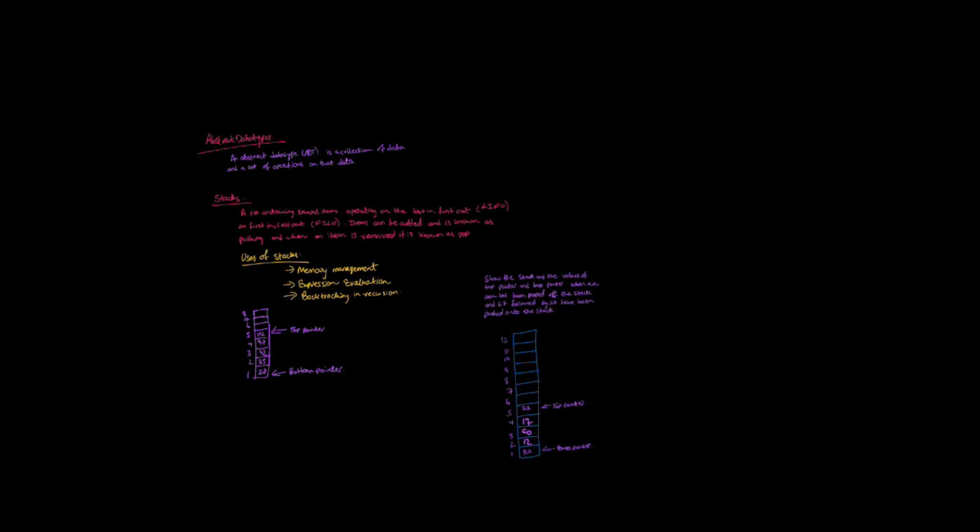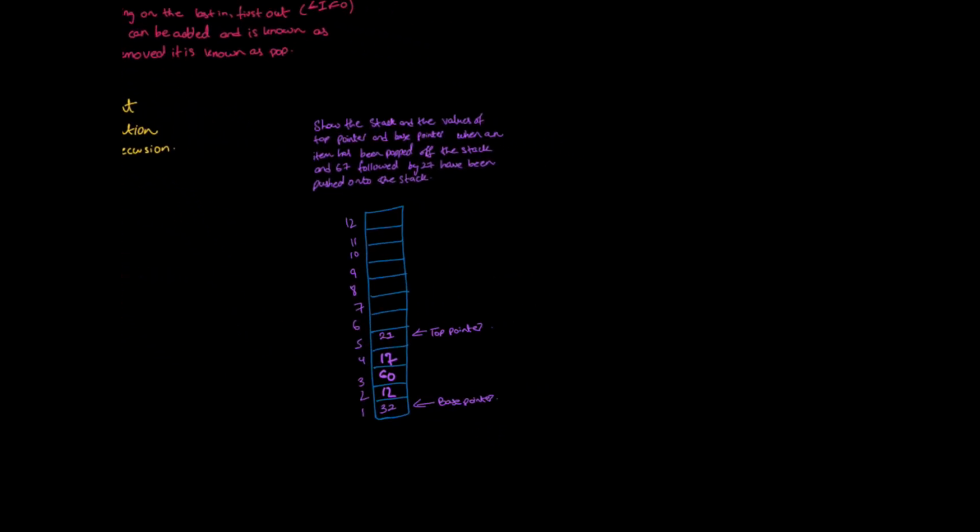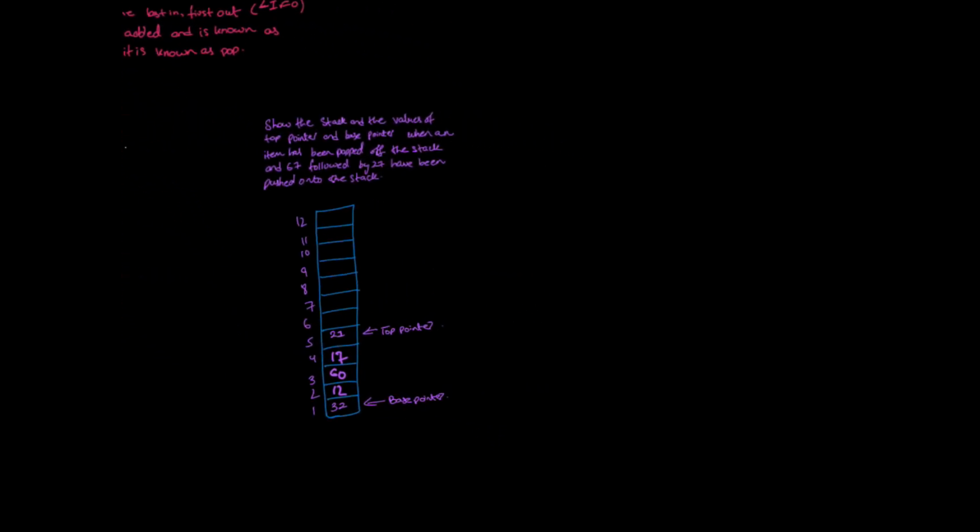So here we're going to look at a stack and read what's given to us by an examiner. It states that we need to show the stack and the values of the top and base pointer when an item has been popped off the stack and 67 followed by 27 have been pushed onto the stack. So it's basically telling us one item is popped and two items are pushed onto the stack.